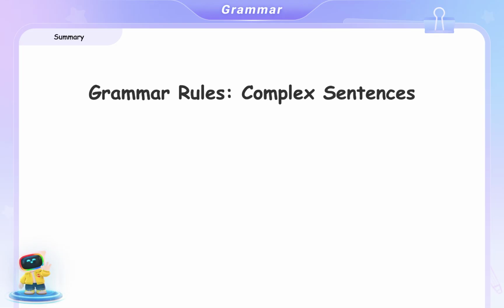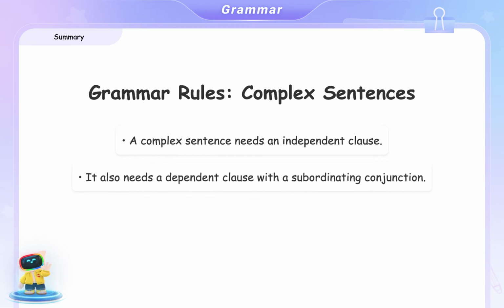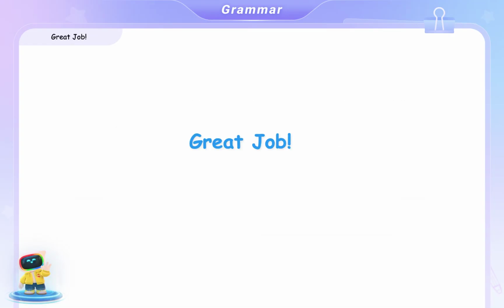Let's review what we learned about complex sentences. A complex sentence needs an independent clause. It also needs a dependent clause with a subordinating conjunction. Remember to use a comma when the dependent clause comes first. Great job, everyone! Now you know all about complex sentences.